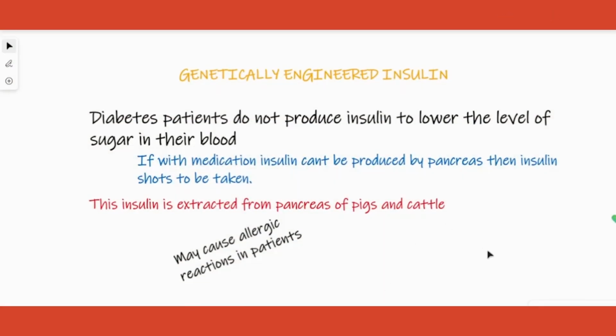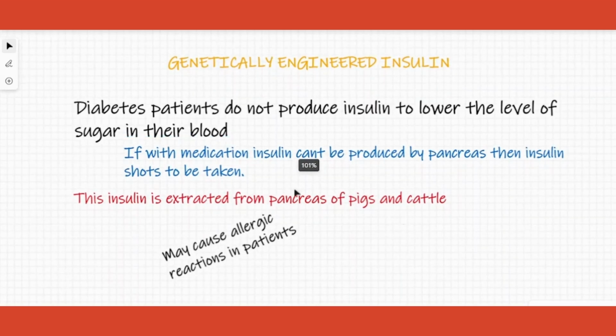Hello students, let's understand what is meant by genetically engineered insulin and also have a look at all the questions that I'm going to put up after this from the previous year's question papers. Alright, so as you know, all people who are diabetic have very high blood sugar because in their body insulin is not produced by their pancreas.